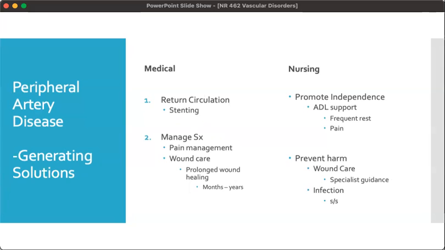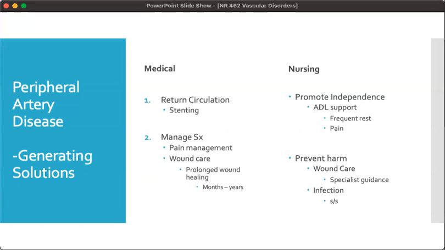These patients are going to have prolonged wound healing. Like we're talking, they can have an open wound for months or years because there's such poor circulation reaching that wound bed. There's going to be very, very poor tissue regeneration and wound closure happening. So physicians are going to be involved with the wound care of these patients over a long period of time.